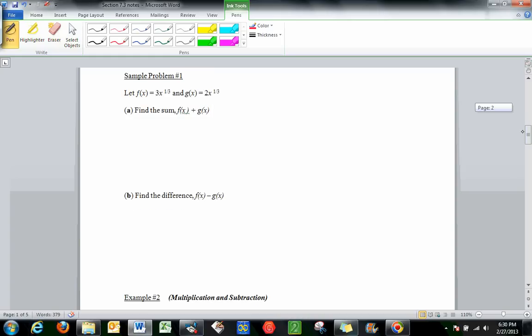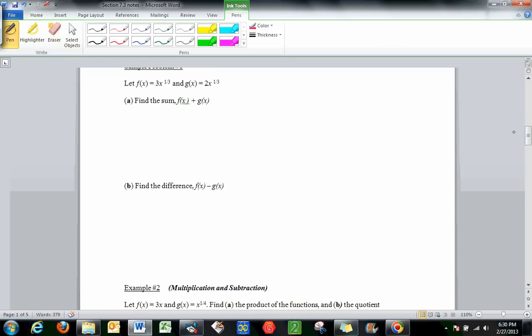So let's pause this video and work samples A and B. We've defined f of x and we've defined g of x for you. And so you can then combine them together to create the new function. So go ahead and pause the video and work sample A and B for me at this time.